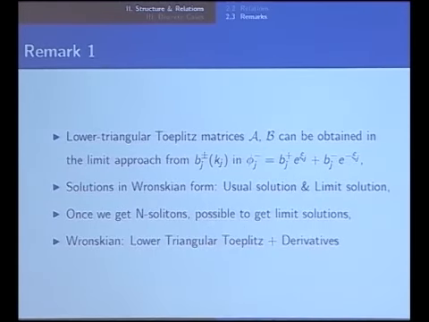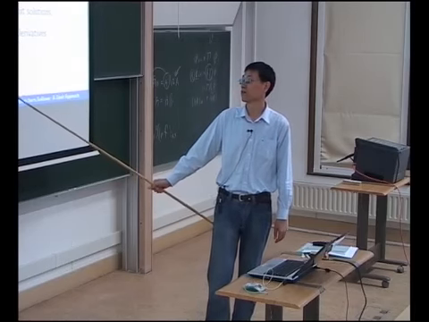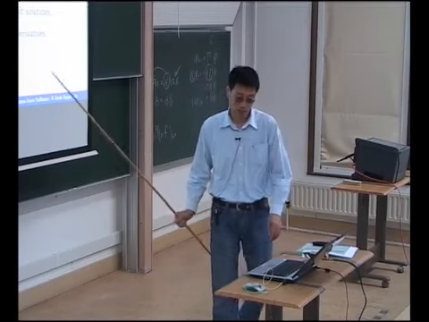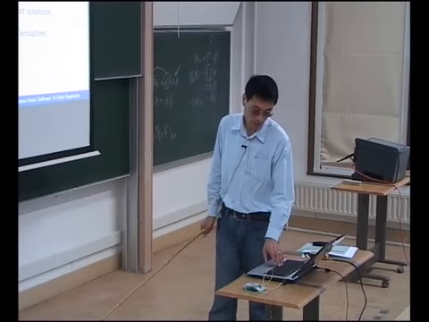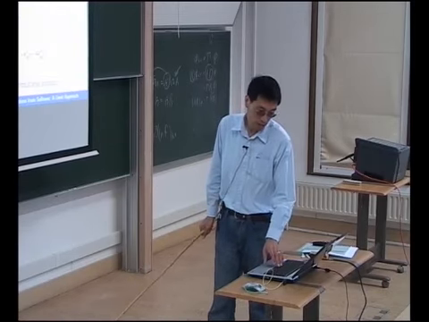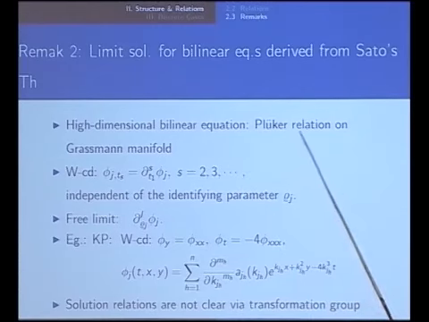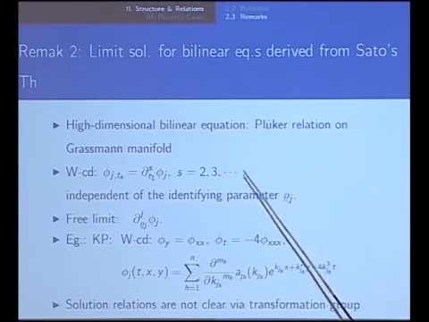This means once we get n solitons, it is possible to get some generalized solution, for example, the limit solution. And in the Wronski case, it is easy to do that. Just take some derivatives and add coefficients of the lower triangular Toeplitz matrix. So these are solutions in Wronski form.